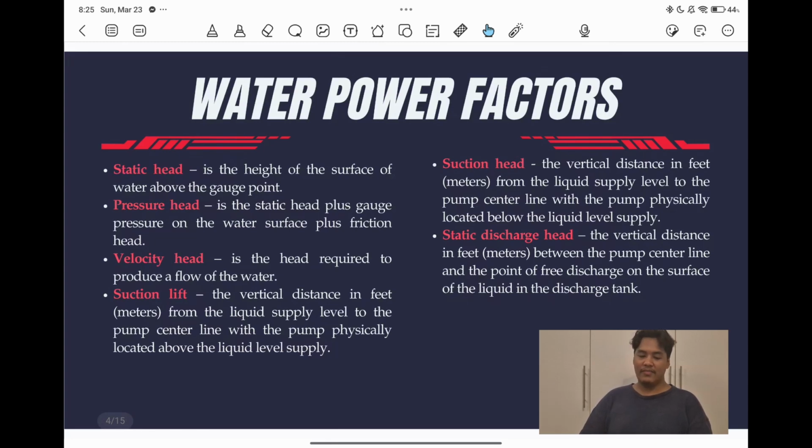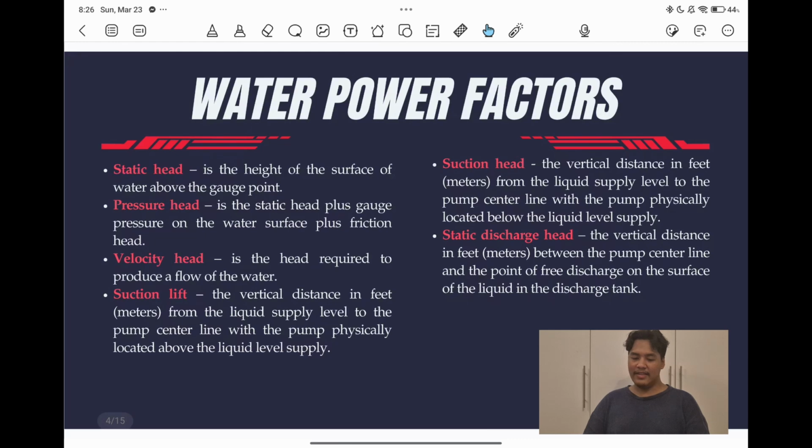So ayun nga. Pressure head is the static head plus gauge pressure on the water surface plus friction head. While velocity head is the required power in meters or feet na nare-require ng specific fluid to flow in that specific volume or volumetric flow rate. Pag sinabing suction lift, ibig sabihin nun, yung pump is above the water. So above siya ng water. Tapos kapag sinabing suction head, yung pump naman natin is below ng water or source of water.